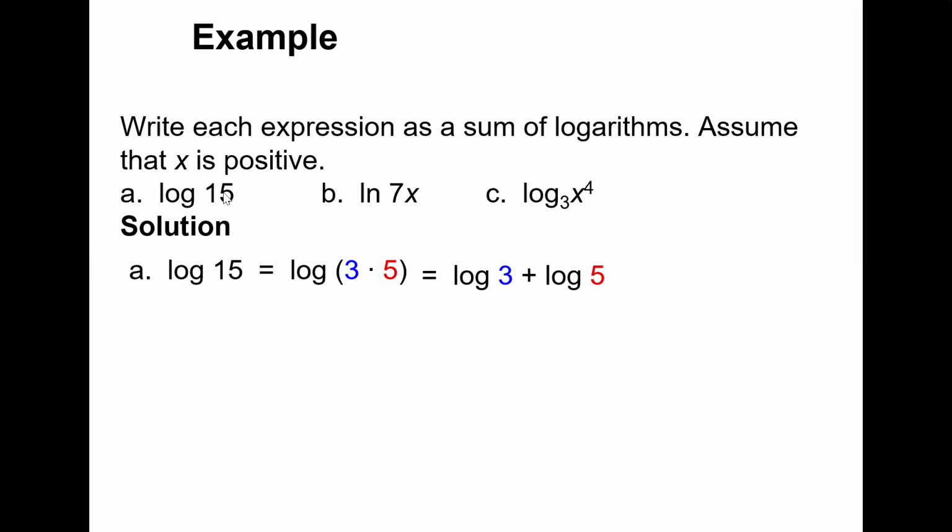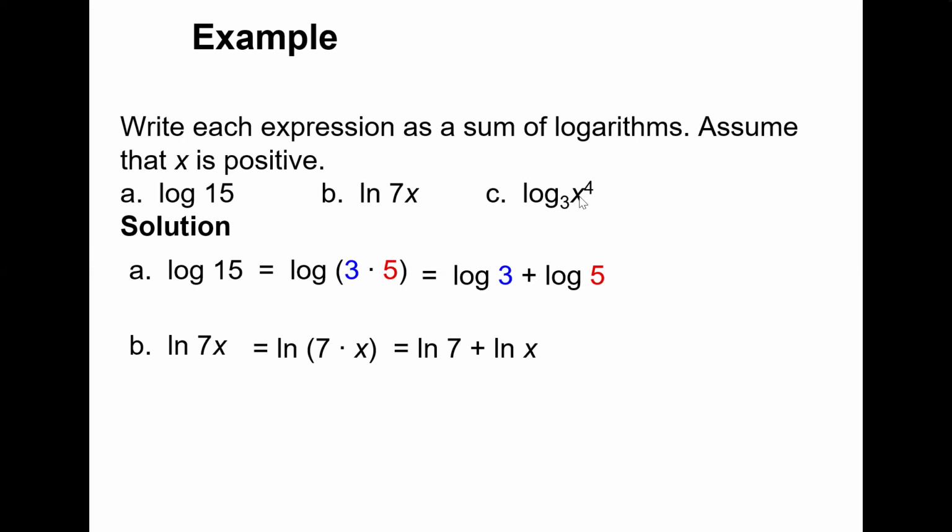So depending on the size of your number here, you could have a lot of different things, but to make it simple, usually it's just two things you can do, 3 and 5 in this case. What about 7x? Well, that's just going to be ln of 7 plus ln of x, because 7 and x are that product, and then you have the two pieces here.